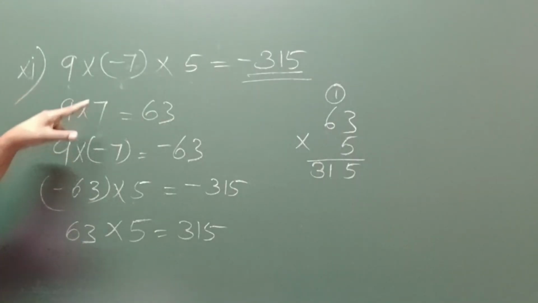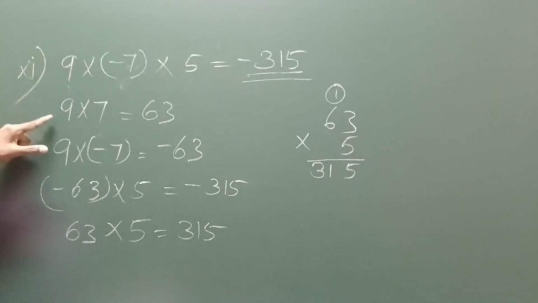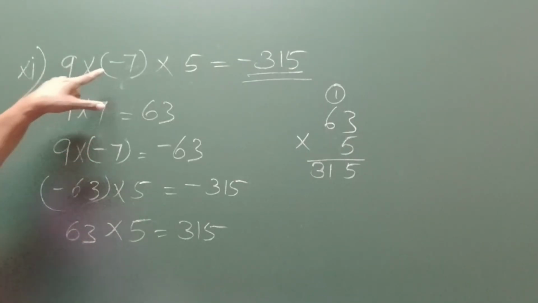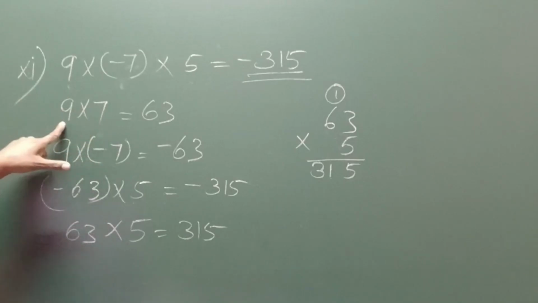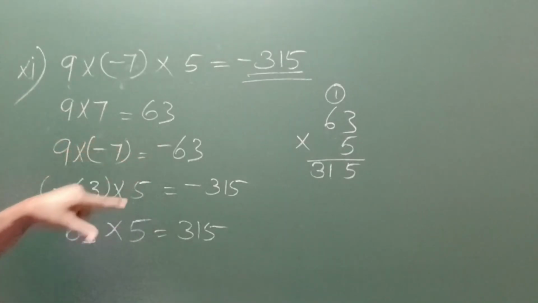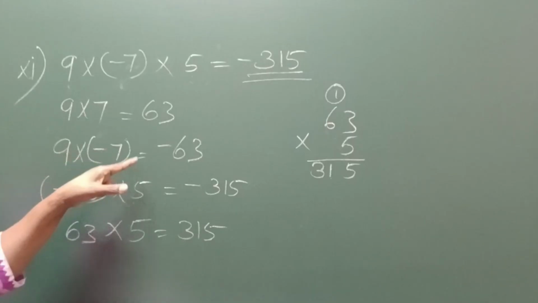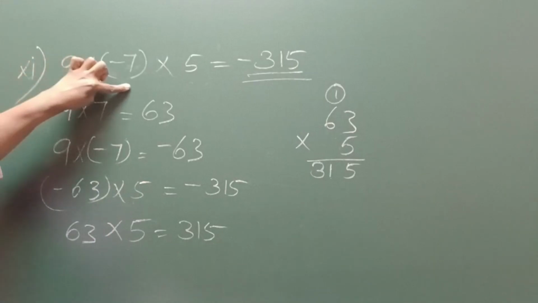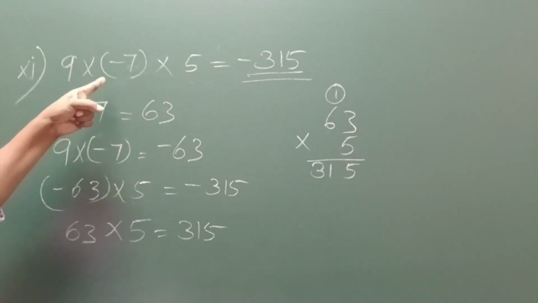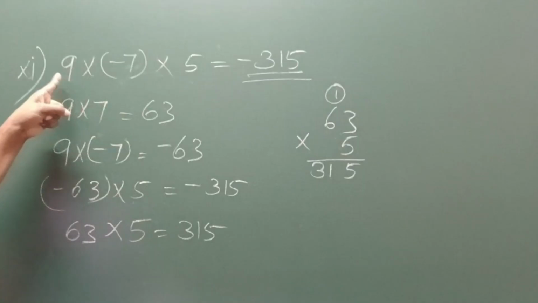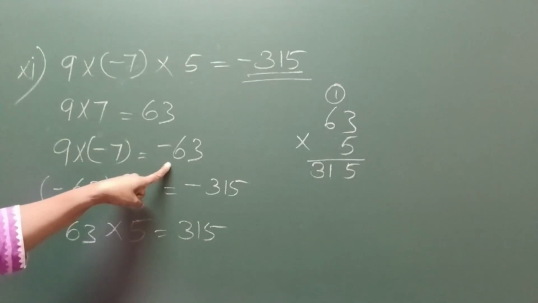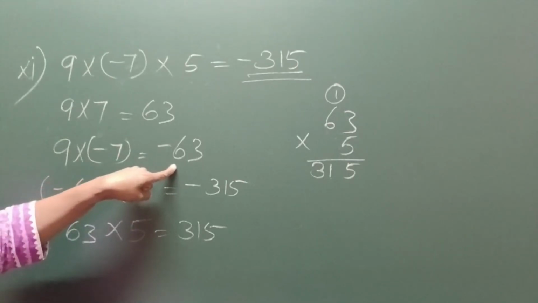Once again, 9 into minus 7 into 5 is our question. So 9 into minus 7, first part of the question, what we have to do? Minus 7's absolute value we have to find out. That is, minus 7's absolute value is 7. So 9 into 7 is equal to 63 we got. Now 9 into minus 7 is equal to minus 63. Why? Because these are two integers with unlike signs. When we multiply a positive integer into a negative integer, then we have to give the negative sign to the product. That is how we got the minus 63.